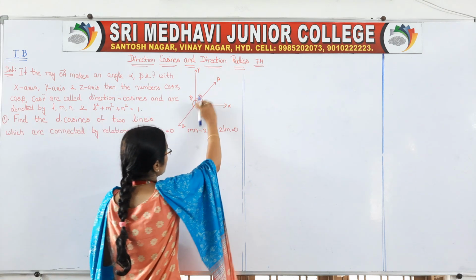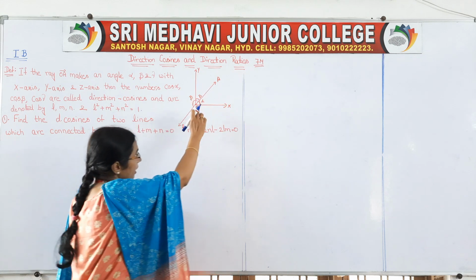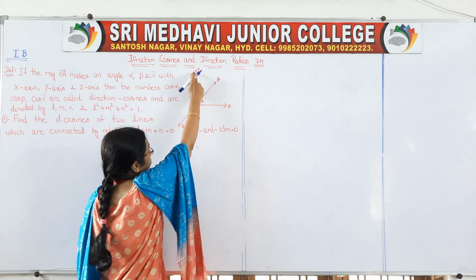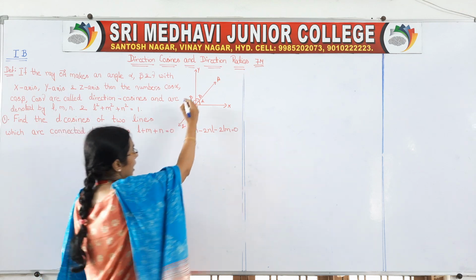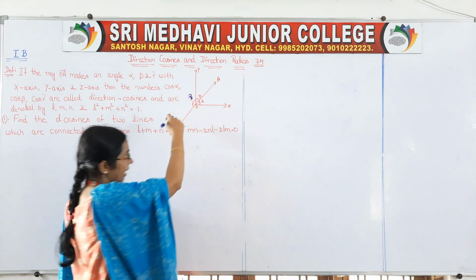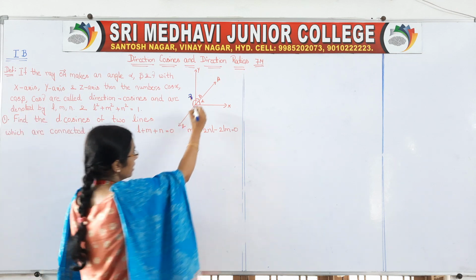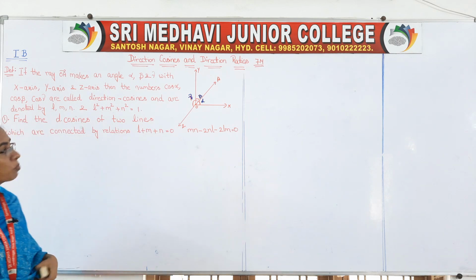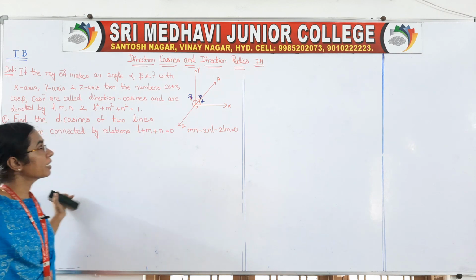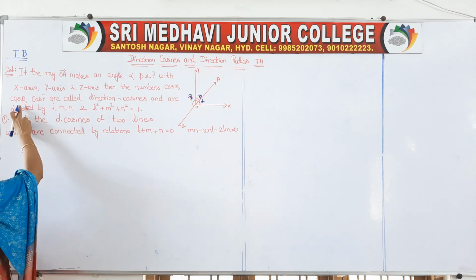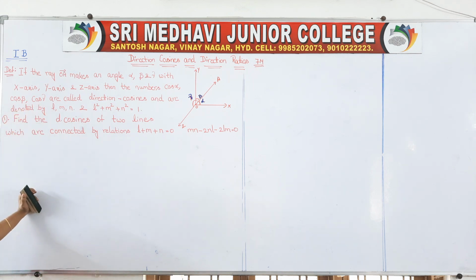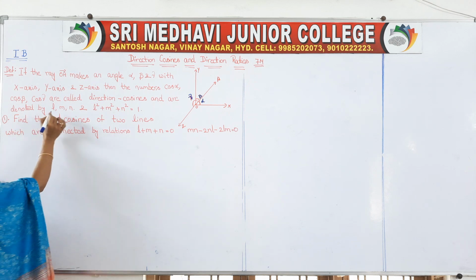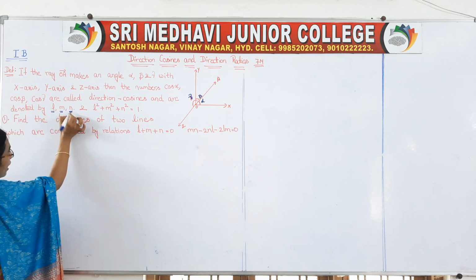Very simple. Suppose this ray OA makes an angle alpha with the x-axis, beta with the y-axis and gamma with the z-axis. Then we can say cos alpha, cos beta, cos gamma are called direction cosines, and they are denoted by the letters L, M, N.